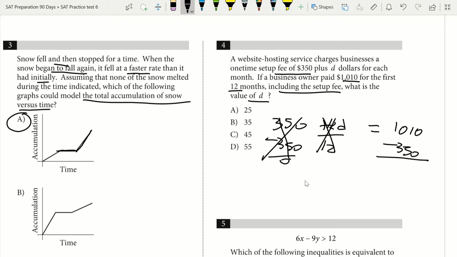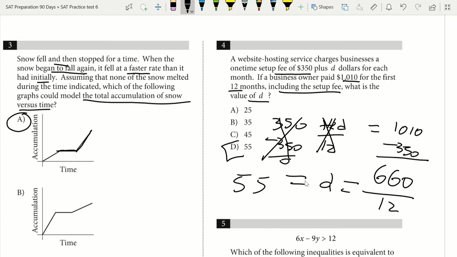So 1,010 minus 350. I'll plug that into my calculator real quick. That gives me 660. We have to divide that by 12, and that's going to give us D. I'll plug that into my calculator as well, and that gives me 55. So my answer for D is 55, which is answer choice D for number 4.